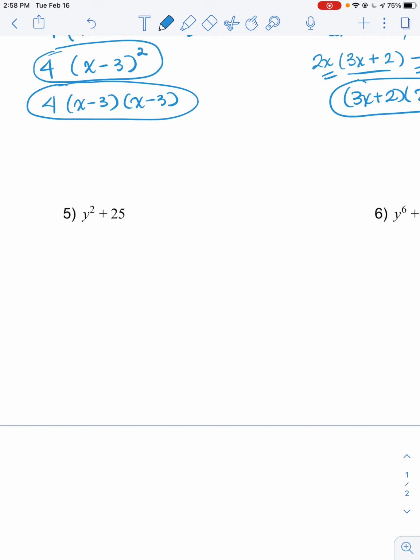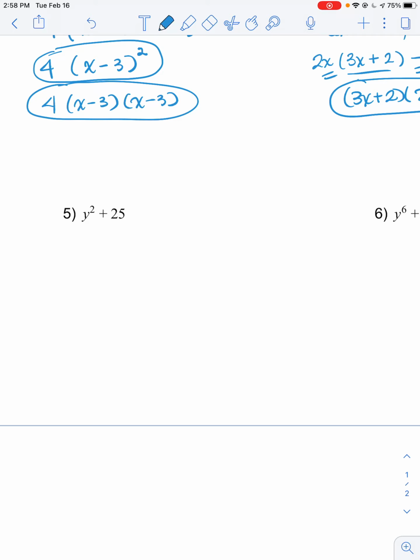Moving down. So there's no GCF with number 5. So I go on to the next step, how many terms? And this is 2 terms. So it tells me that I should be looking for difference of squares or sum or difference of cubes. Well, these are squares, but it's not a difference, it's a sum. So in fact, this was one that is actually fully factored as it is.